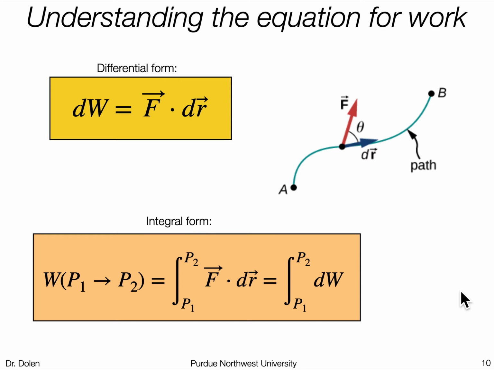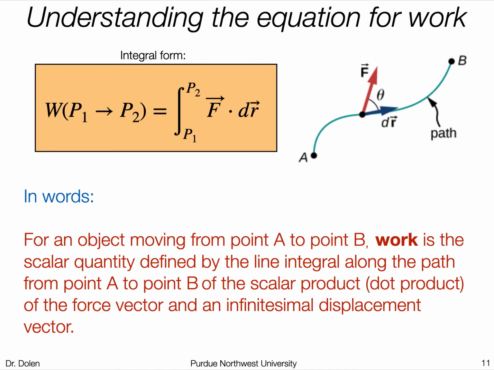If we know how much work is done during some tiny step, we can integrate this along this path, and that becomes our integral form of work. So as we move from point 1 to point 2, or in this case, point A to point B, this equation is the integral from point 1 to point 2 of F dot dr.